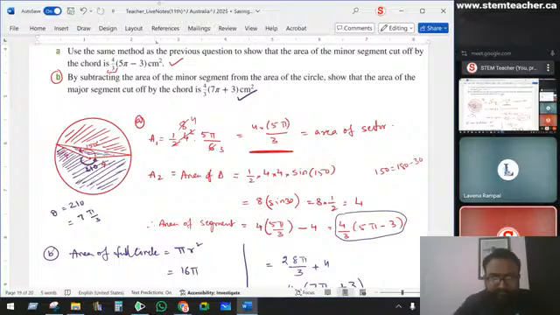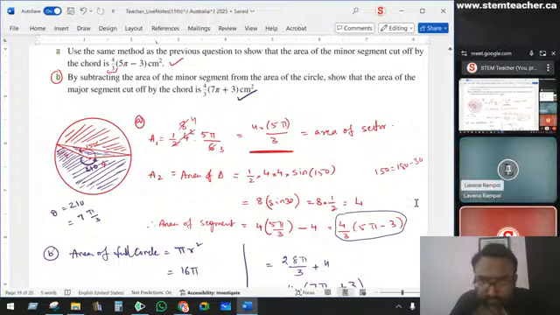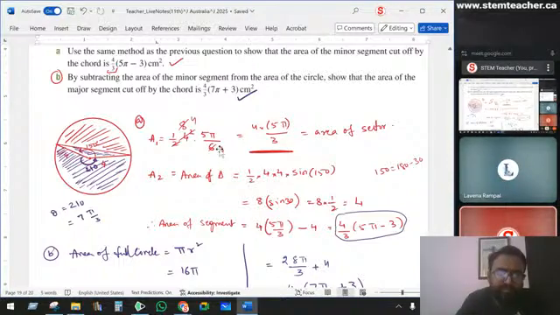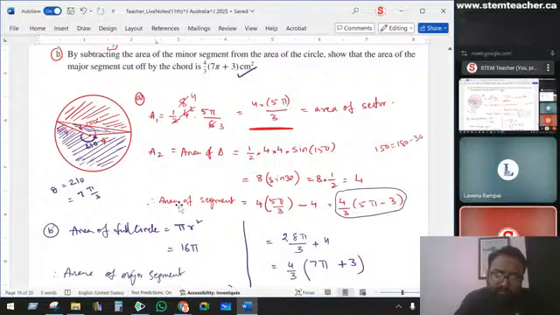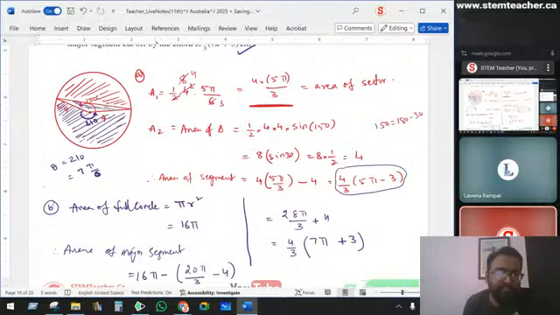What is the 150? He has given 150. The area of the major sector will be, we got the answer. How did we get the area of the sector? Okay, it is 7 pi by 6 only. It is evaluated 7 pi by 6. So this is your theta.